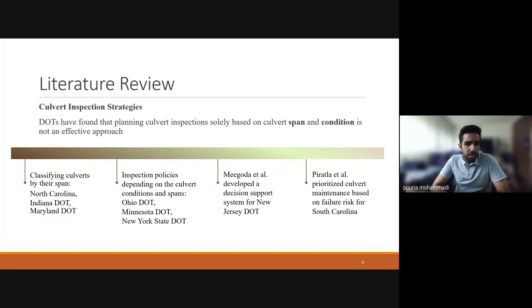Researcher Migoda developed a decision support system for New Jersey DOT in 2017. Another researcher presented an approach for prioritizing culvert maintenance based on failure risk in South Carolina. And as a result, DOTs found that the inspection of culverts solely based on span and condition is not an effective approach. So they decided to develop a decision support system for culvert inspection planning.